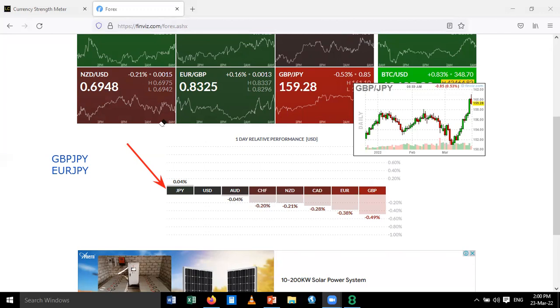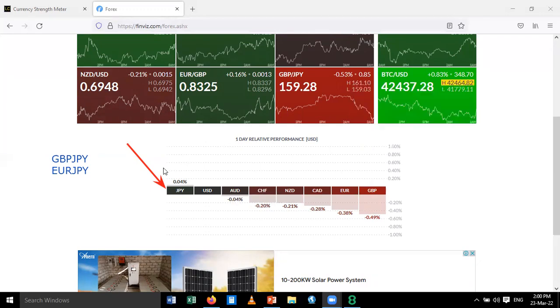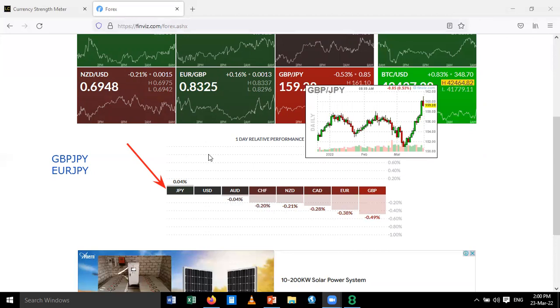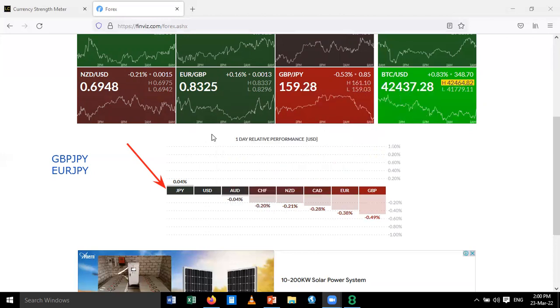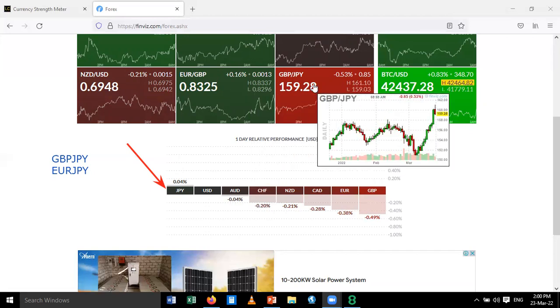Okay, all right. Now, I have GBP USD here. Looking at the currency strength meters that I just have, GBP is very weak. Euro is very weak, but JPY is strong. Now for GBP JPY, am I going to be considering a buy or a sell?